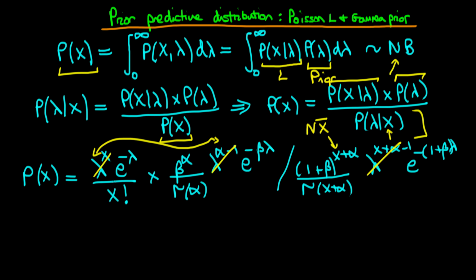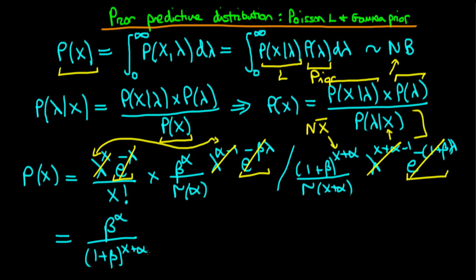And then if we do the same for e to the power minus lambda times e to the power minus beta lambda, then again we're going to get the same as on our denominator here. So those terms are going to cancel as well, just as we'd expect them to. Then what we can do is rewrite this thing, perhaps in a slightly neater form, as beta to the power alpha all divided through by 1 plus beta to the power x plus alpha. So that's just this part of the numerator divided through by this part of the denominator.